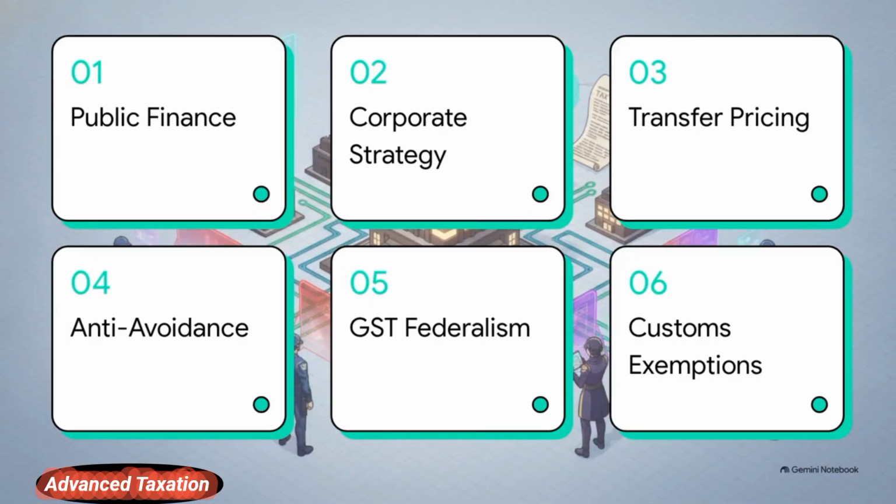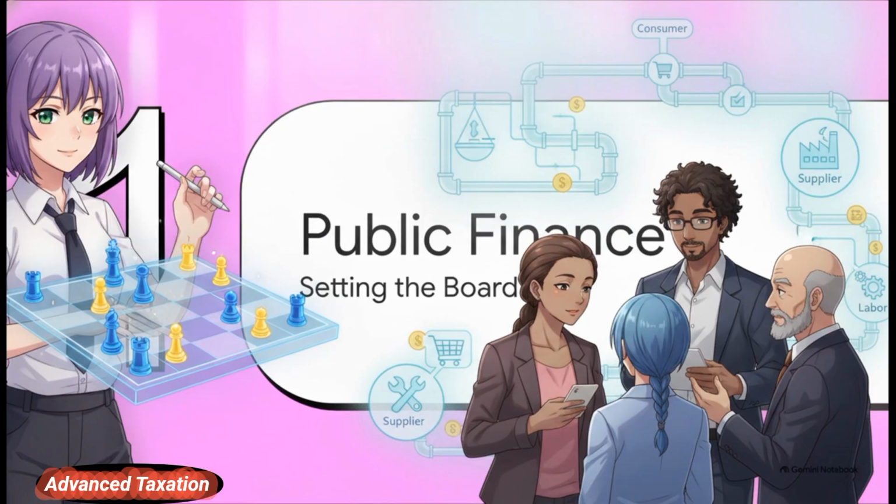Here is our roadmap for the explainer, mapping out the 6 main battlegrounds of modern corporate taxation. We're going to cover public finance foundations, corporate tax strategy, global transfer pricing, anti-avoidance boundaries, GST and fiscal federalism, and finally, customs and exemptions. Starting with Part 1, Foundations of Public Finance, where we set the board and the rules.